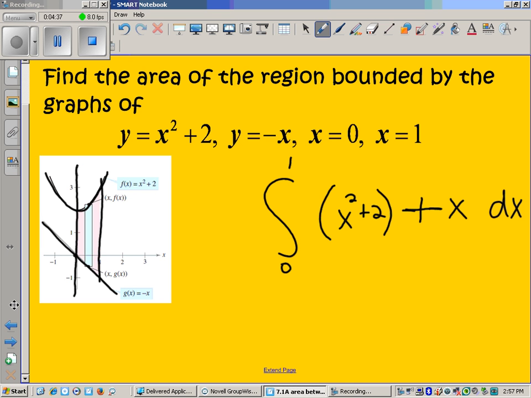Could I plug a value in? Could I plug in, I don't know, 1/2? If I plug in a 1/2 to this equation and I plug in a 1/2 to this equation, which one would be greater? Well, the one that would be greater would be my top function, if you want to think of it that way. Okay, does that make sense?